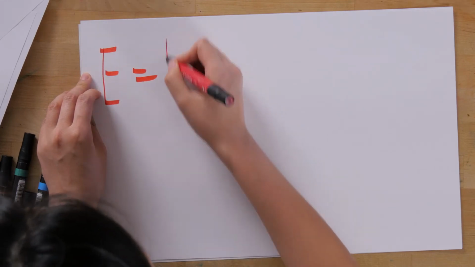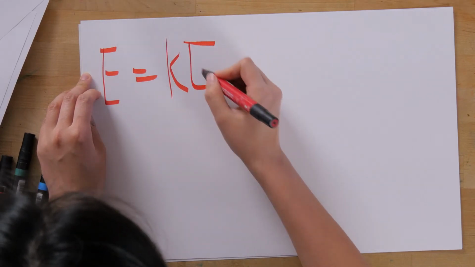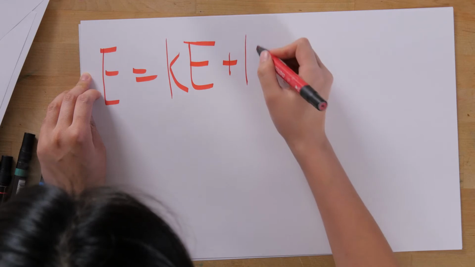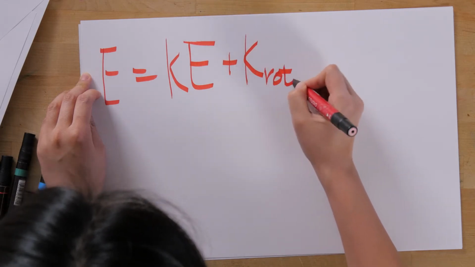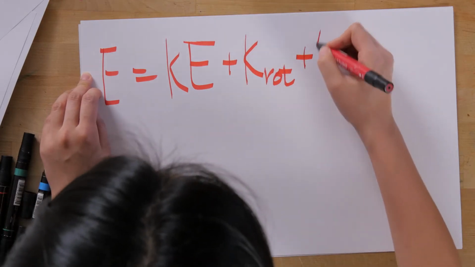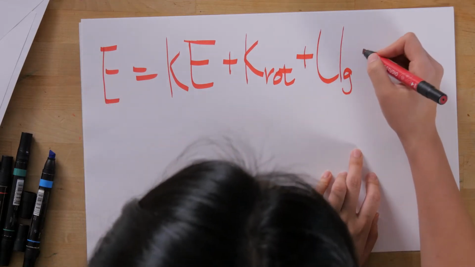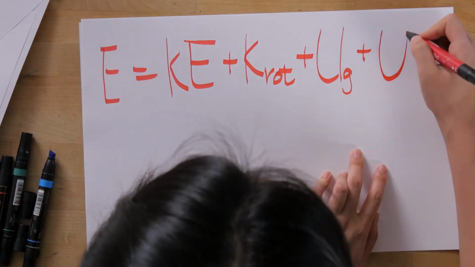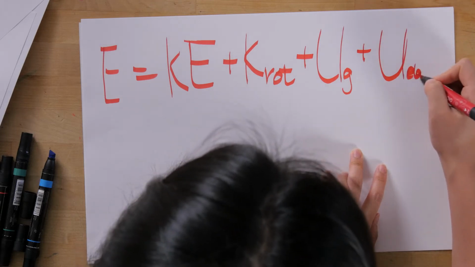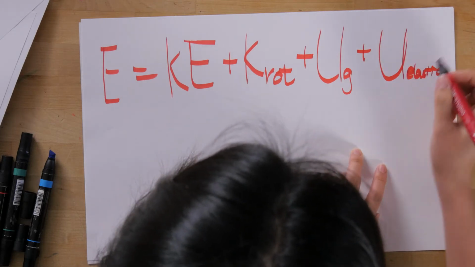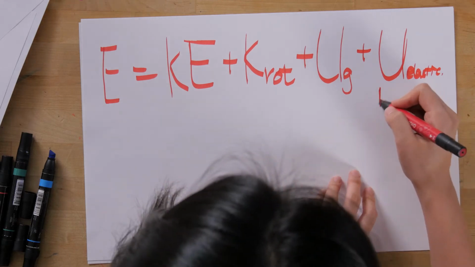So far we have kinetic energy from linear motion, kinetic energy from rotational motion, potential energy from gravitational force, and potential energy from the elastic force, like from a spring.